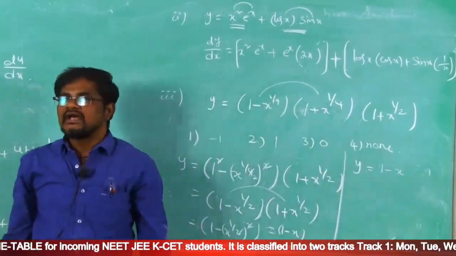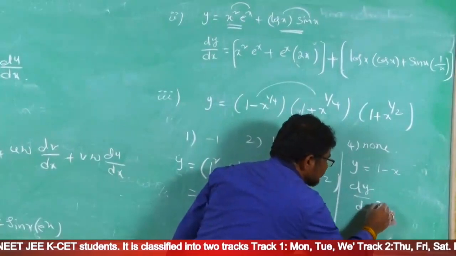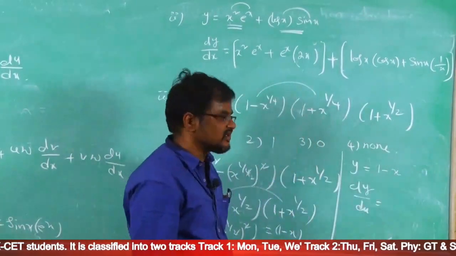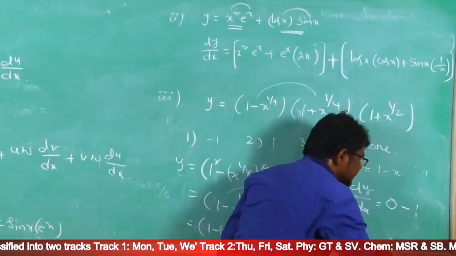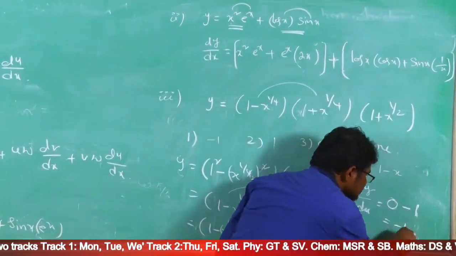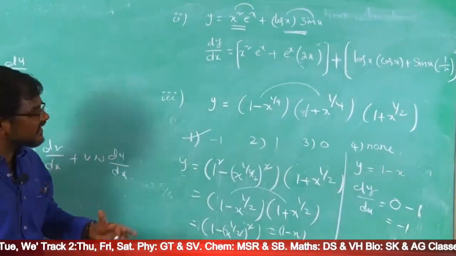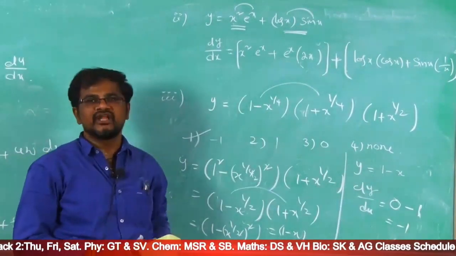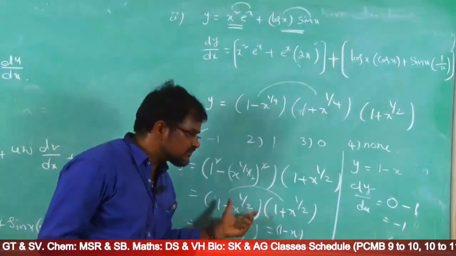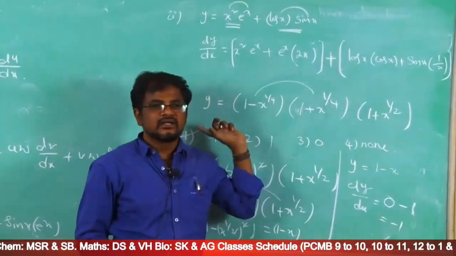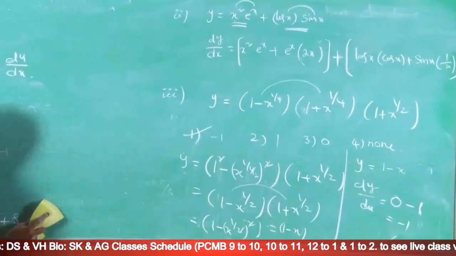Now we have to do the differentiation. dy by dx equals differentiation of constant 1, which is 0, minus differentiation of x, which is 1. So what is our answer? -1. That's why our answer here is -1. This means you should not go directly to the uvw product formula. First observe whether there is any simplification. Do the simplification, then go to the differentiation. Okay? I will take one more problem based on this.